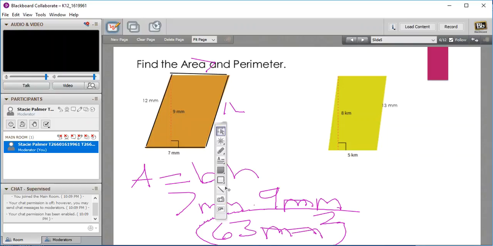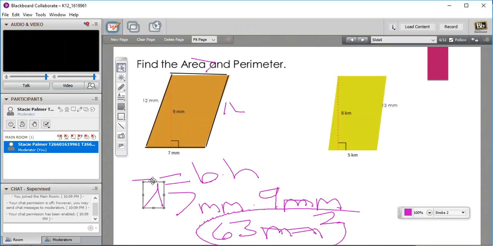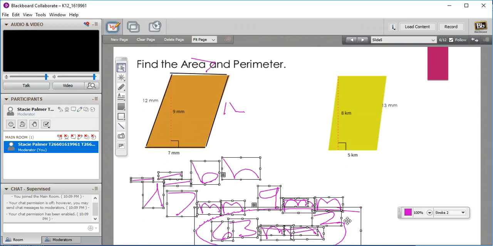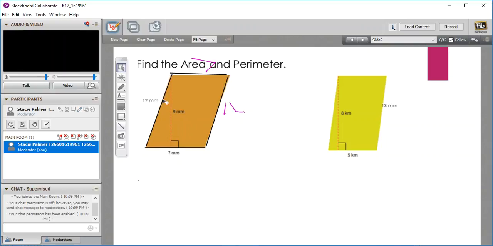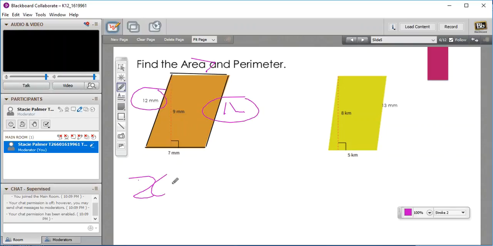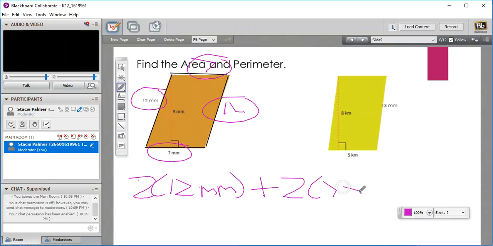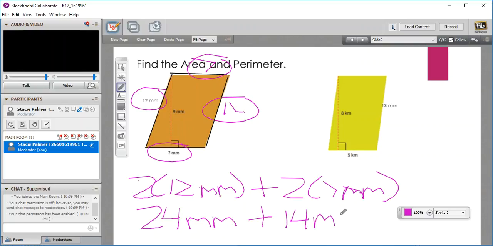And then to find the perimeter, we are going to take 2 times 12, and remember that's millimeters, and we're going to add that to 2 times 7. So 2 times 12 is 24 millimeters. 2 times 7 is 14 millimeters.